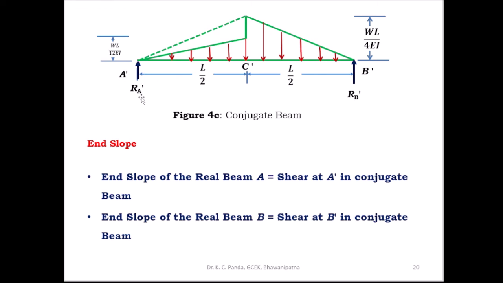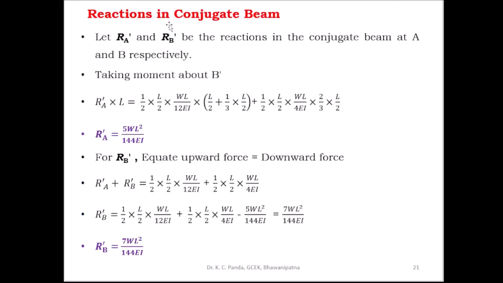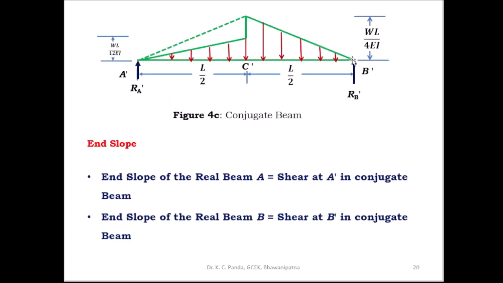So first you find out what is the reaction at A dash and B dash, that is RA dash and RB dash, by considering this as the load. Reaction in conjugate beam. Let RA dash and RB dash be the reactions in conjugate beam at A dash and B dash respectively. So taking moment about B dash, RA dash into L, this is clockwise rotation, and due to this load this is anti-clockwise rotation. So you have to take the clockwise moment equal to the anti-clockwise moment. RA dash into L is equal to, then first you take the moment of this area and take the moment of this area.